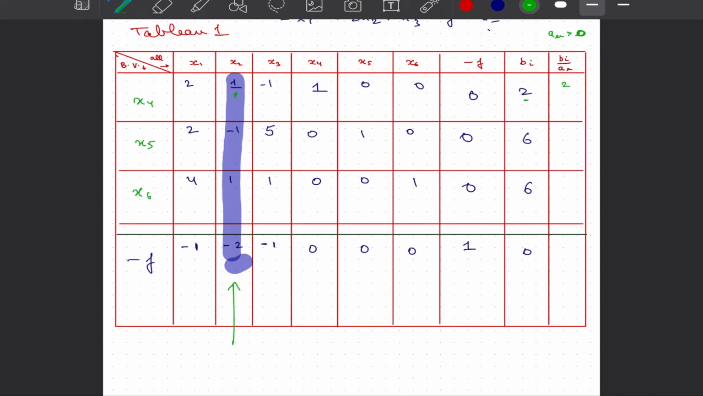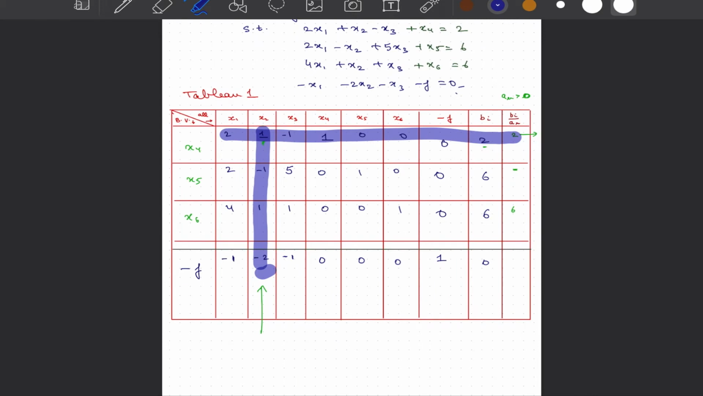We would not consider negative values, because here ar itself is negative, and in this case this comes out to be 6. Since this is the minimum value, this would leave, and this would enter, and the row corresponding to the leaving variable becomes our pivot row. So we will highlight this.